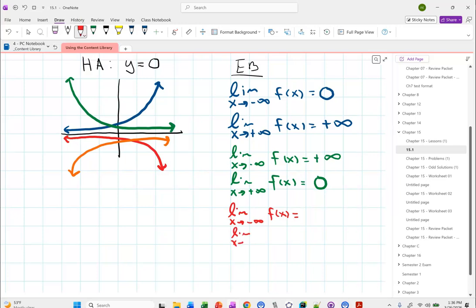Wait, which orange is this for? Well, one is orange and one is red. Oh, both of them are orange. Oh, I see.